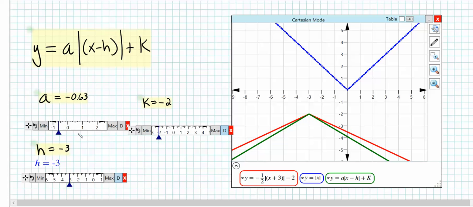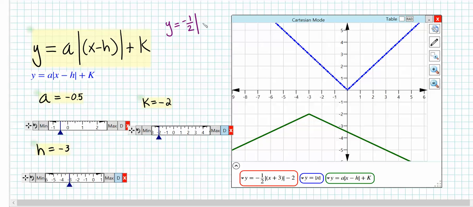Well, it's almost there. My green graph. Almost, right? Oh, there it is right there. I found it. Sweet. I got so excited. Okay, so it looks like the A value is -1/2. So I'm going to have a -1/2 absolute value of x. This is going to be +3 because I went 3 units to the left. And then finally, I'm going to go down 2. So that would be the equation that matches it up perfectly. Hope this helps you guys.